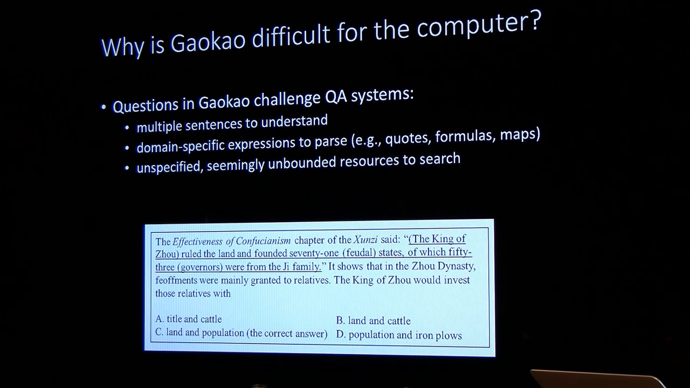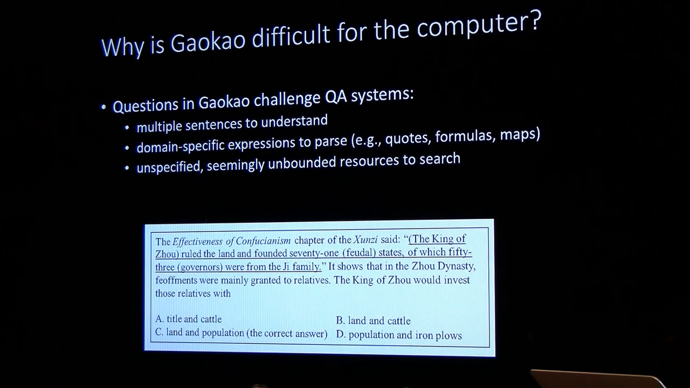And there are some domain-specific expressions in such questions, like quotes in history tests. Such quotes are written in classical Chinese, which is different from the modern Chinese language we use today. It's highly ambiguous and highly compact language. So existing NLP techniques can't even parse that language. And there are also some formulas in maths and maps in geography. How can we deal with that?